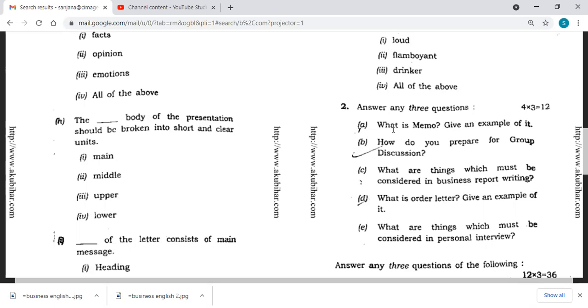Or a memo, even I had given you this question. What is a memo? Give an example of it. How do you prepare for group discussion? This we will discuss. What are the things which must be considered in business report writing? This also we will discuss. And what is an order letter? This too I had given. Give an example of it. What are the things which must be considered in a personal interview? This number 2 will be discussed in the next class. Right?